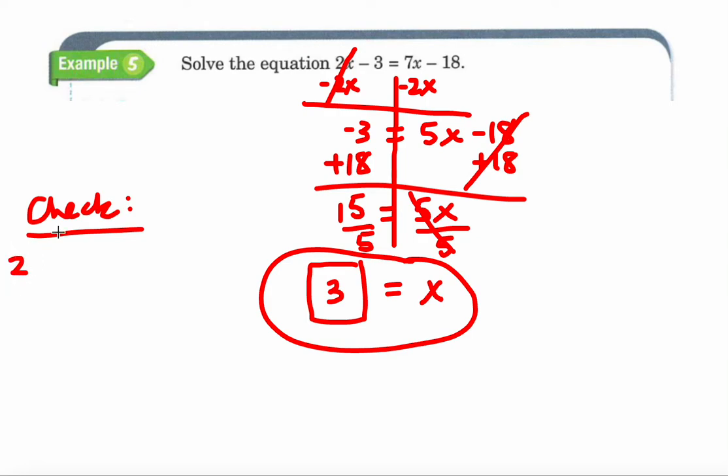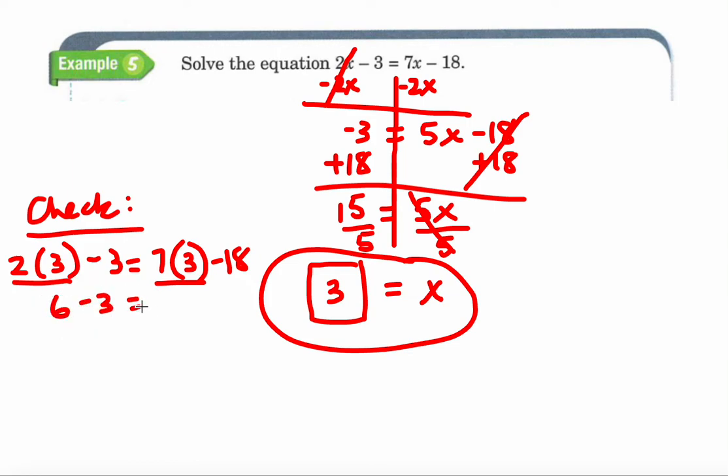2 times x, which is 3, minus 3 should equal 7 times x, or 7 times 3, minus 18. 2 times 3 and 7 times 3 need to be solved first, according to PEMDAS. So this is 6 minus 3 equals 21 minus 18. 6 minus 3 is 3. 21 minus 18 is 3. 3 equals 3. True statement, so that must mean that x does equal 3.